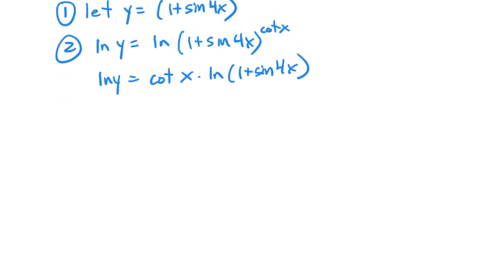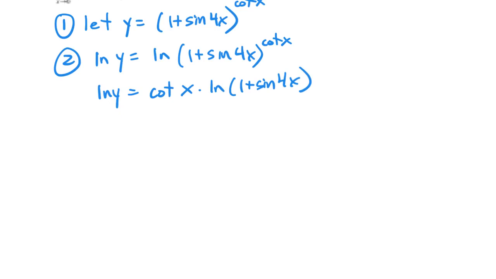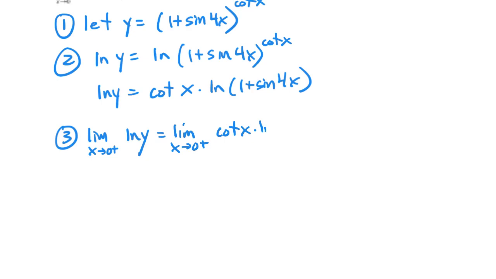So then we go to step 3. And again, step 3, this is where all the work really is involved. So step 3, we take the limit as x approaches 0 from the right of this natural log of y. We take the limit of this, which we know is equal to the limit of this, so we just write that out. That is equal to the limit as x approaches 0 from the right of cotangent of x times the natural log of 1 plus sine of 4x.